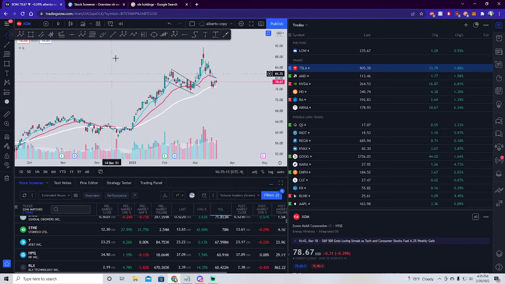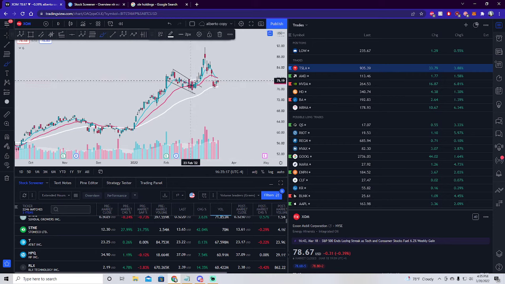Again, you don't want to chase these. You want to have a solid entry area, and that probably could have been here, right? Like I had this one charted out. This could have been a great trade, playing up into the highs.